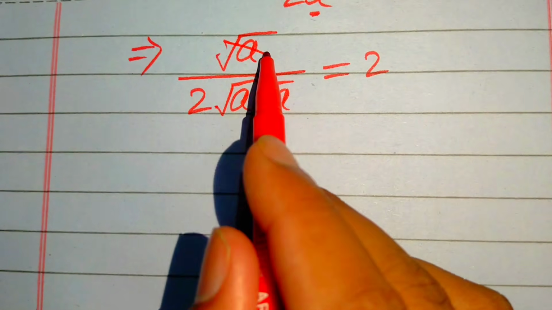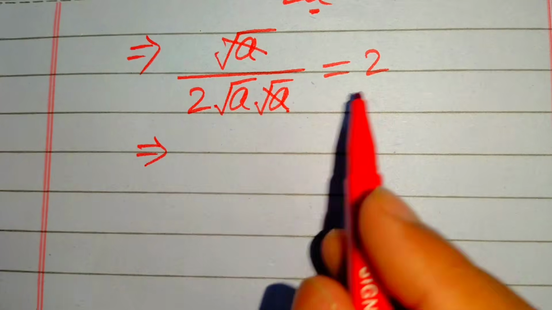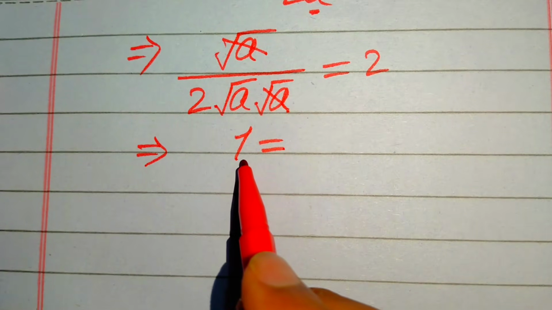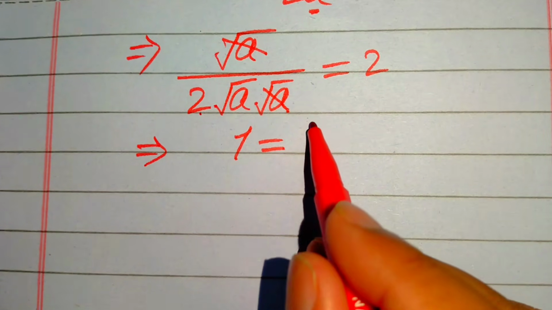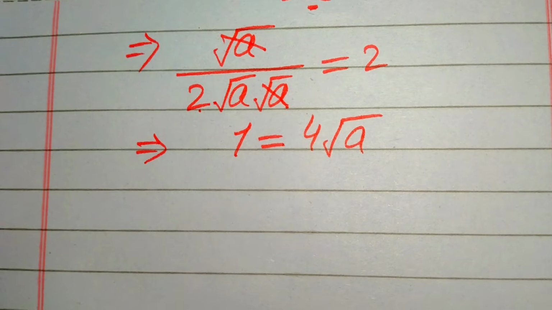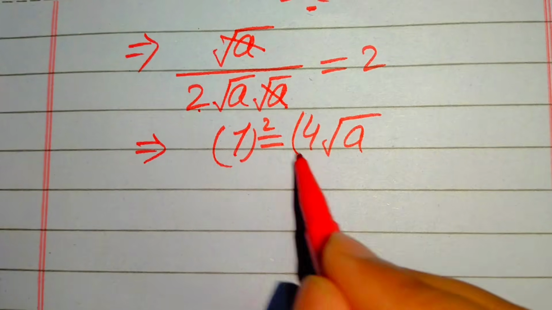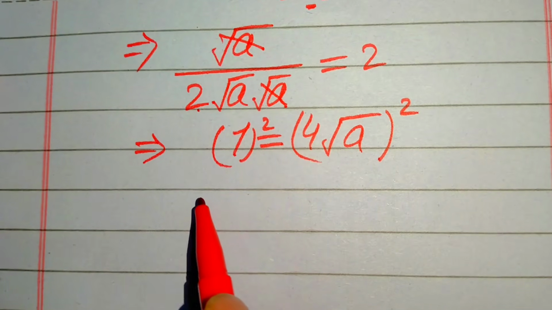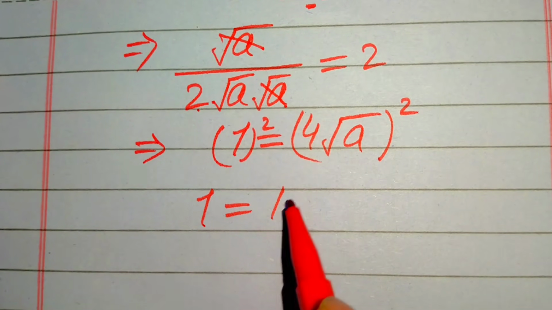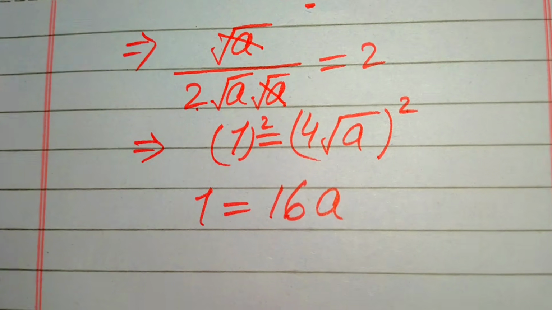And now you see here this square root of a and this square root of a cancel, and we move 2 times square root of a to the right hand side. In the left hand side we get 1. This 2 times 2 becomes 4 times square root of a. So here our target is to find the value of a. So for this we apply squaring on both of the sides, and we have the square of 1 becomes 1, the square of 4 becomes 16, the square of square root of a becomes here a only.